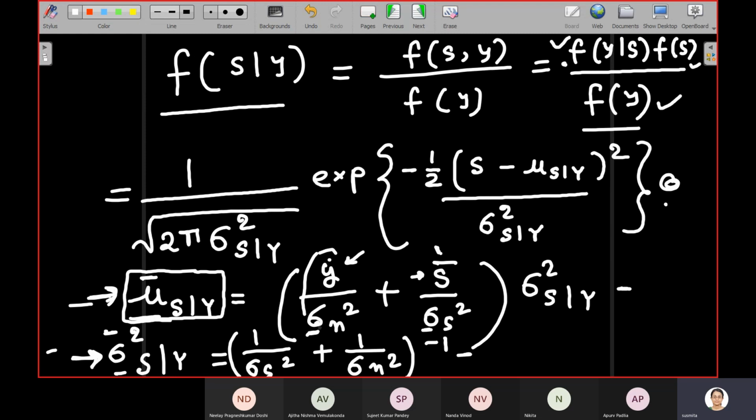Okay. Now when both sigma n and sigma s are comparable, what will happen? It will give appropriate weights to both measurements and prior information.